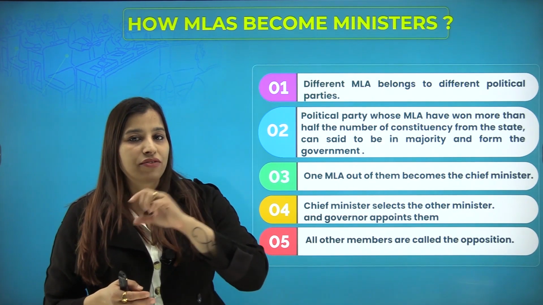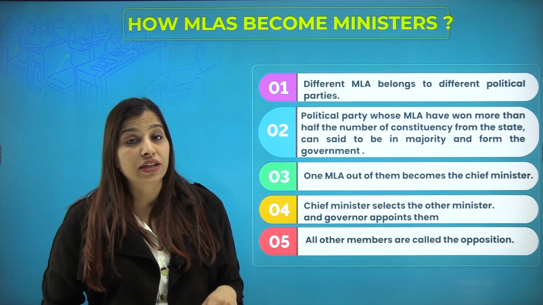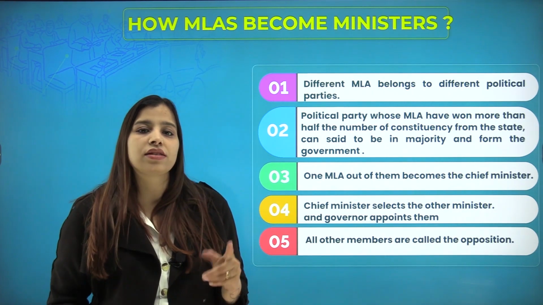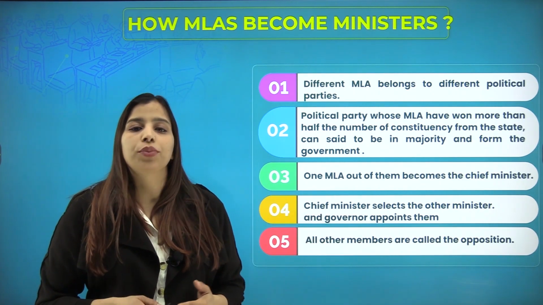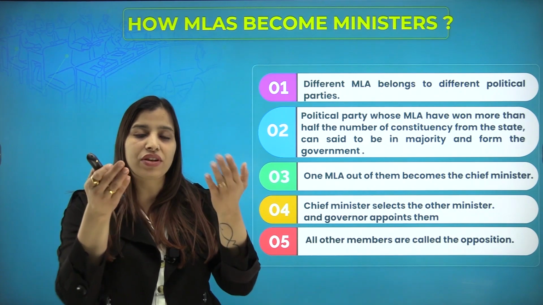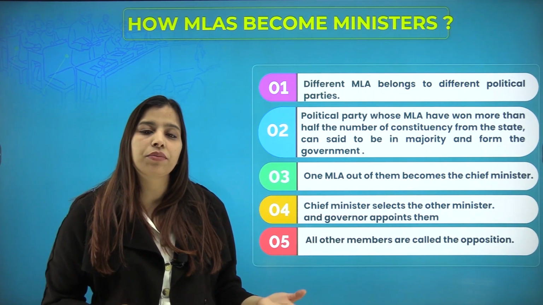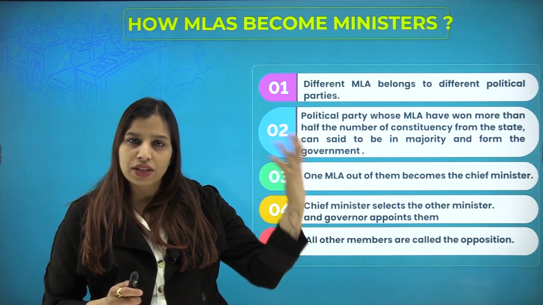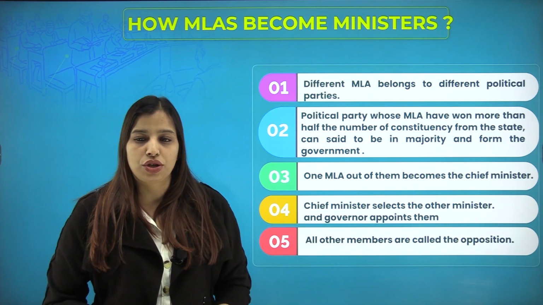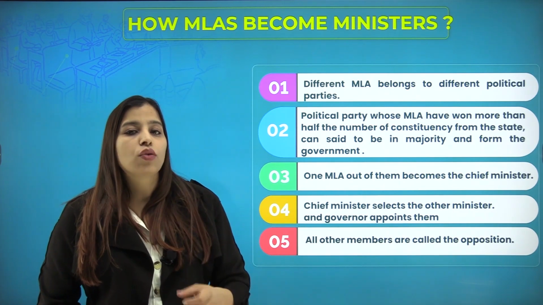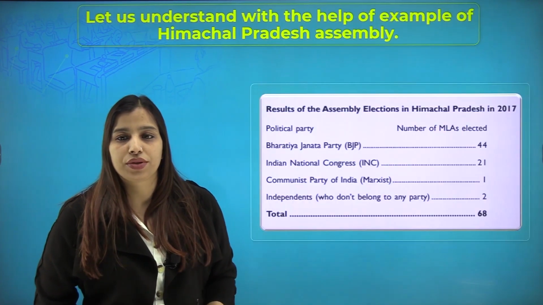After the selection of the chief minister, it is the duty of the governor to appoint them as the ministers, and all other members are called the opposition. So if it is the BJP party's MLAs that are in the majority, then BJP becomes the ruling party and all the other parties become the opposition parties, and the people who belong to those particular parties are the opposition members.